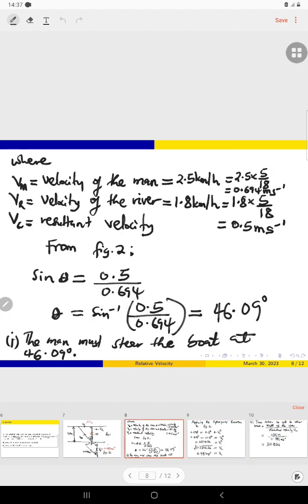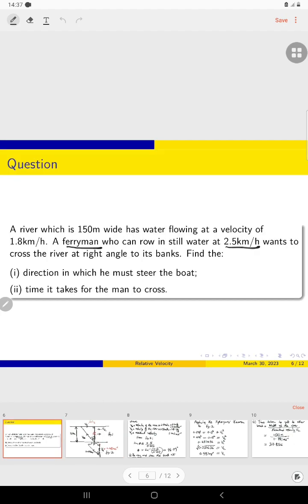Take your time, pause the video, go through again. This answers the question.